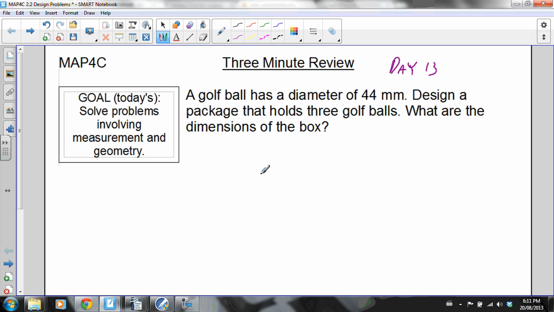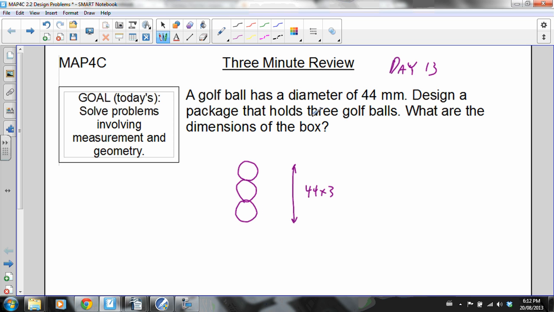The 3-minute review question says, a golf ball has a diameter of 44 millimeters. Design a package that holds 3 golf balls. Any golfer has seen these packages. Usually you stack them on top of each other, kind of like a snowman, like this. Back in grade 9, usually we just say, okay, each one's 44 diameter, so we go 44 times 3 and get an answer, and we'd know the length of the package.